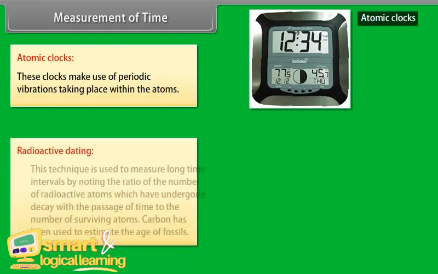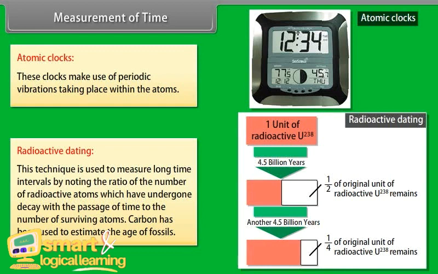Radioactive dating. This technique is used to measure long time intervals by noting the ratio of the number of radioactive atoms which have undergone decay with the passage of time to the number of surviving atoms. Carbon has been used to estimate the age of fossils.